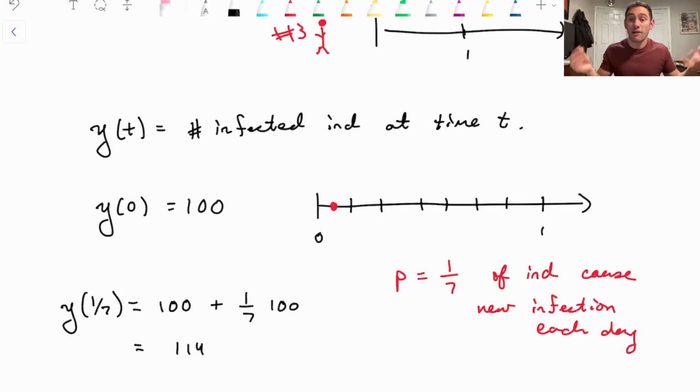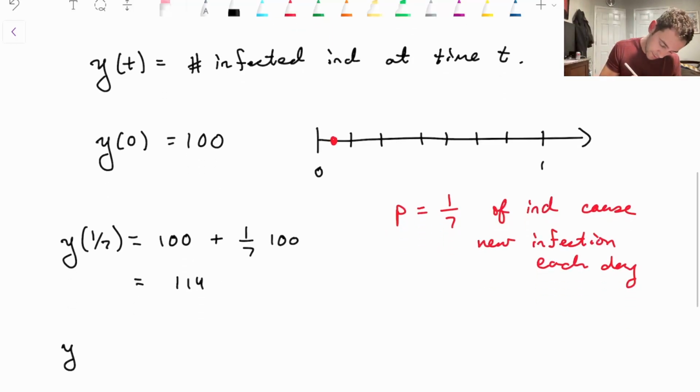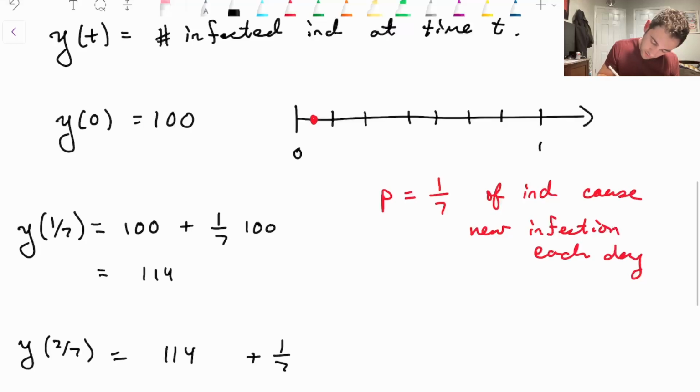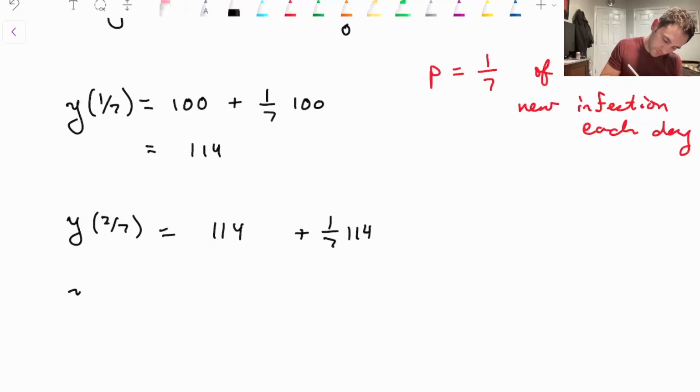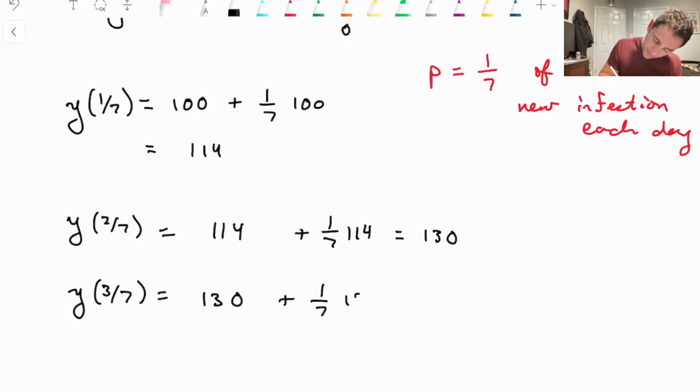On the second day, I now have 114 people walking about. So by the end of the second day, I will have had 114 people, 1/7 of them as well will have gone and replicated their own infection. They will have coughed on someone, right? Made someone else sick. By the end of the third day, this number comes out to be around 130. So now on the third day, I have 130 sick people going around, 1 plus 1/7 times 130.